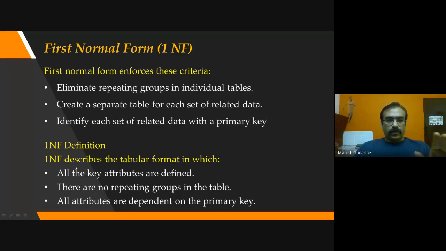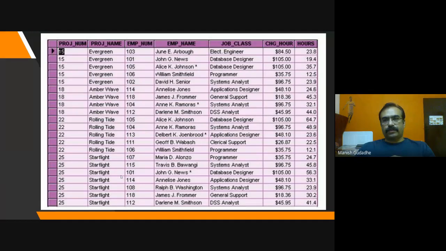So when I try to convert this, keep the first two things in mind: all the key attributes must be defined, and there are no repeating groups in the table. It will look something like this. The first table, which was in the unnormalized form, is going to look something like this. Here you can see there is no repeating group. This is a cursor. Wherever you put the cursor, it is not going to get blank information. It is going to get the complete row, all the information in the row. So there should not be a repeating group.